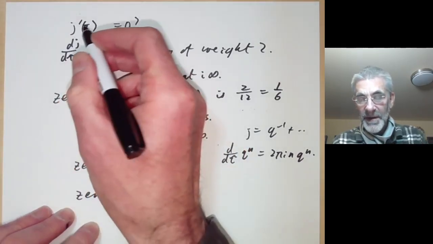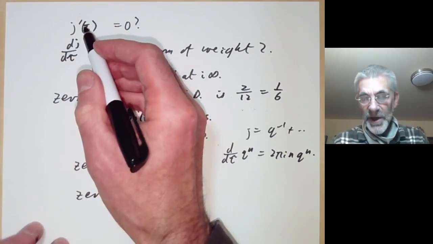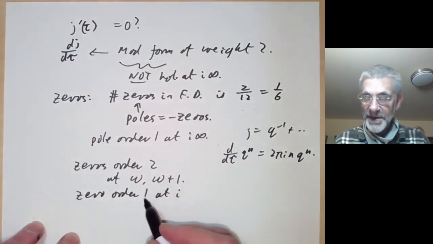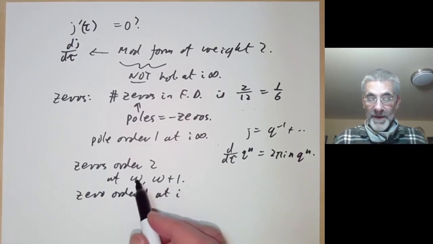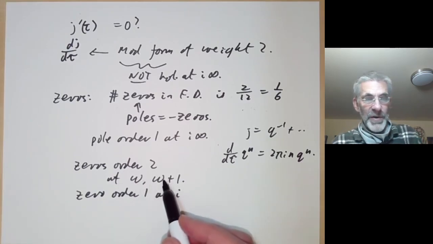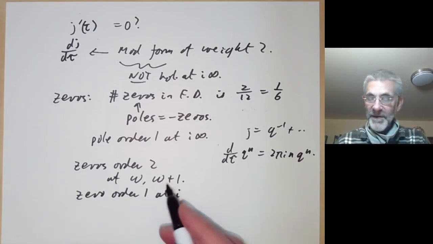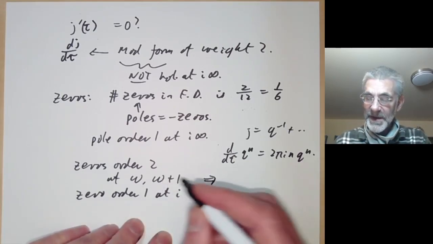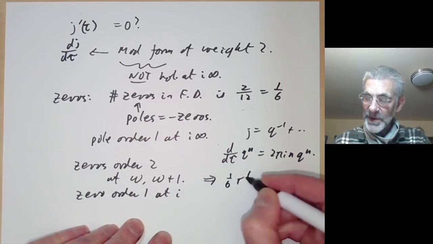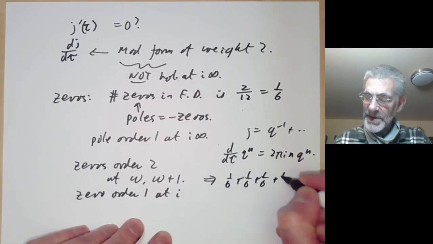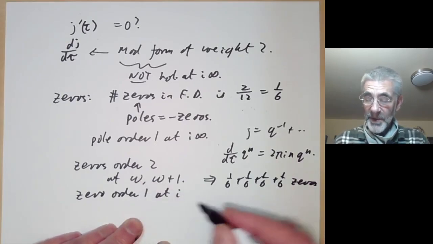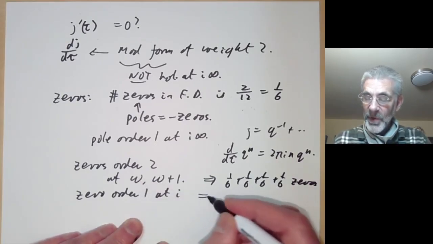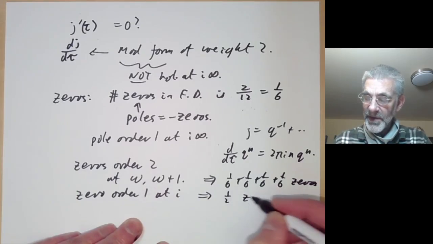And that's because j minus 1728 has a 0 of order 2 at i. And you remember that omega and omega plus 1, only 1/6 of them lies in the fundamental domain. So this gives us 1/6 plus 1/6 plus 1/6 plus 1/6 zeros from the points omega and omega plus 1. And similarly, the point i gives us half a 0.